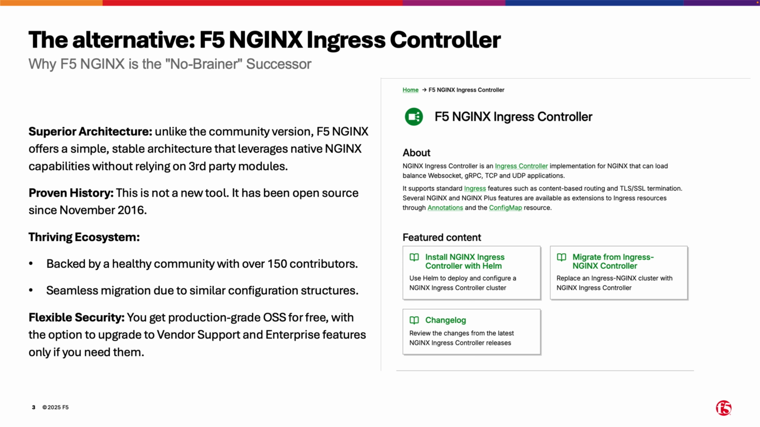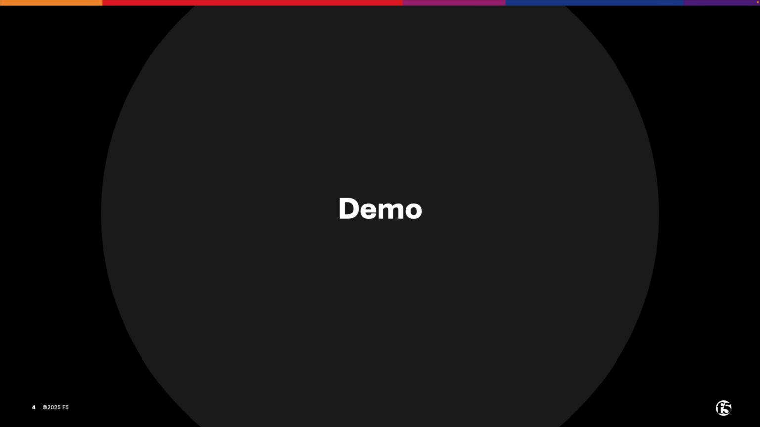This isn't new. The F5 project has been open source since 2016, developed alongside the community version, and is backed by a healthy, active community of over 150 contributors. You get the reliability of F5 with the freedom of open source. Now you might be thinking, okay, but how hard is the migration? Let me show you. It's easier than you think.